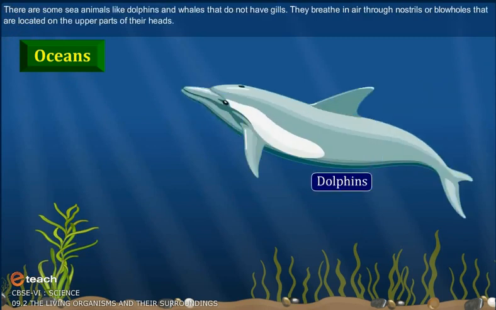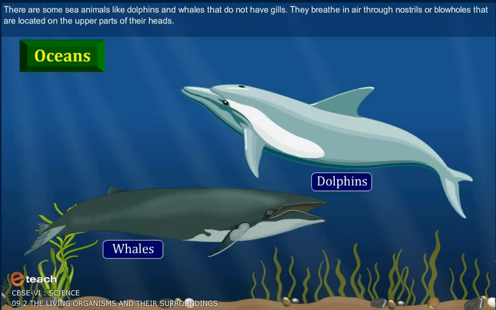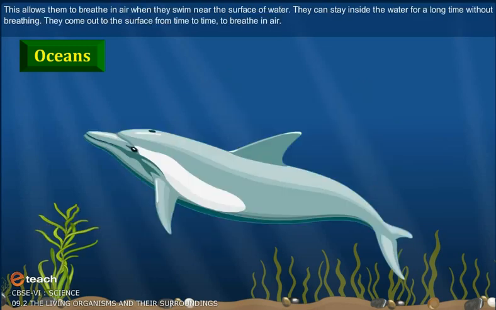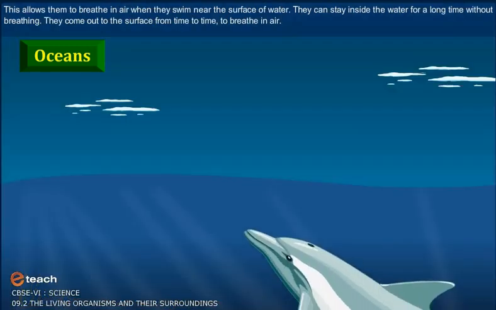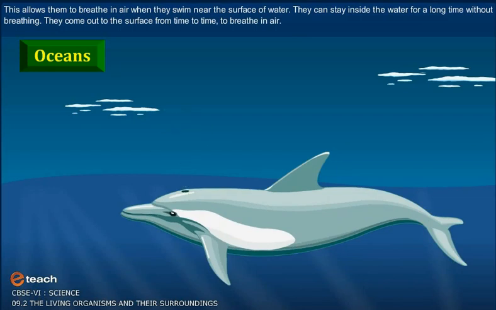There are some sea animals like dolphins and whales that do not have gills. They breathe in air through nostrils or blowholes that are located on the upper parts of their heads. This allows them to breathe in air when they swim near the surface of water.